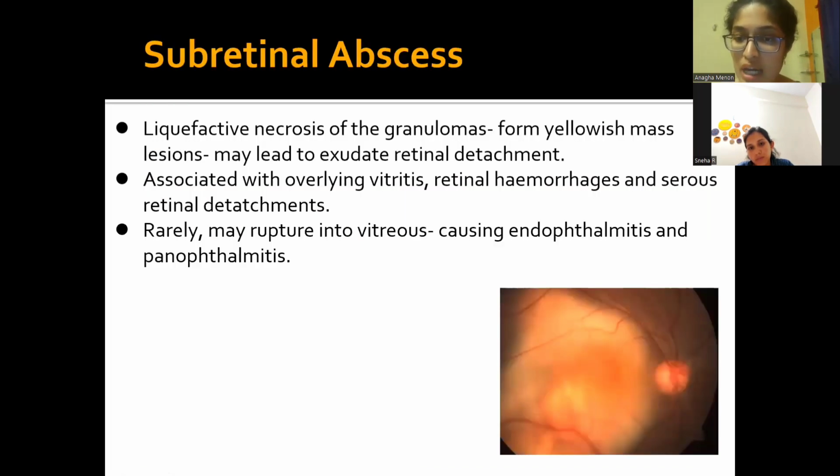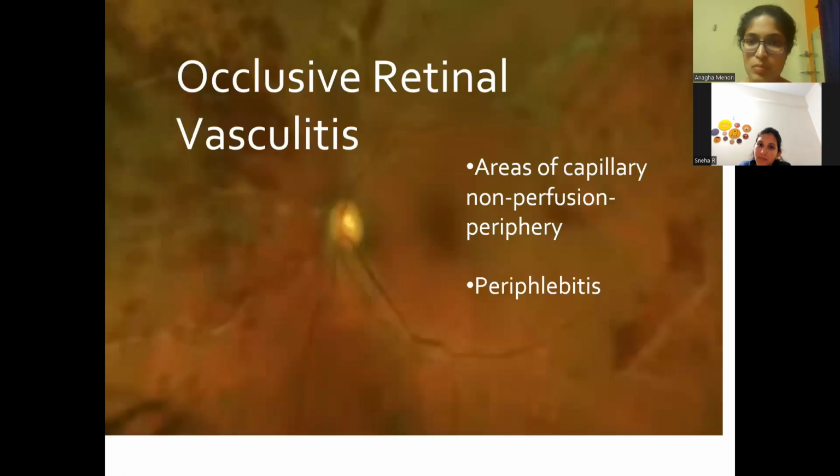This is your subretinal abscess, guys. So everyone knows what an abscess is. It can be a collection of pus here, just beneath the retina. So this actually is treatable, and it may rarely rupture into the vitreous. That is actually a good thing. Okay. So there can be other associated vitritis, retinal hemorrhages, retinal detachments may be there. Okay. So that is about your subretinal abscess.